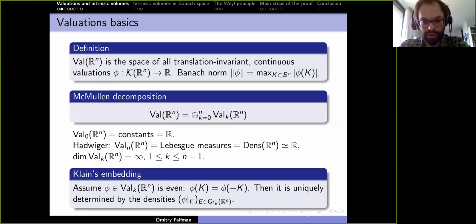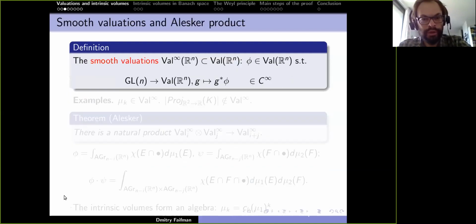You should note that it's wrong in the opposite direction, namely if you just prescribe some collection of Lebesgue measures, chances are it will not correspond to any valuation. There's a particular subspace of such collections that correspond to valuations. Okay, so that's the background from the classical theory. And now we pass to a more modern theory of valuations due to Alesker. Again, I will only give the crash course that will be relevant to us.